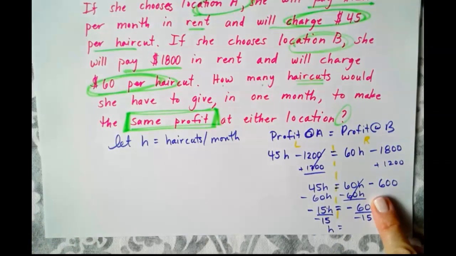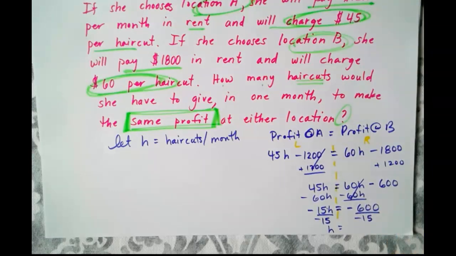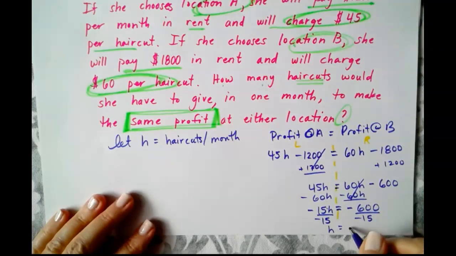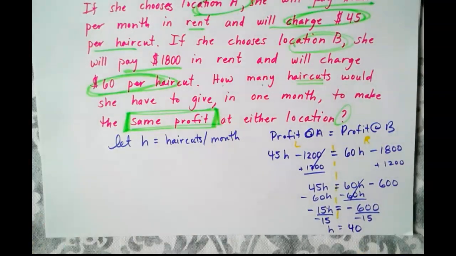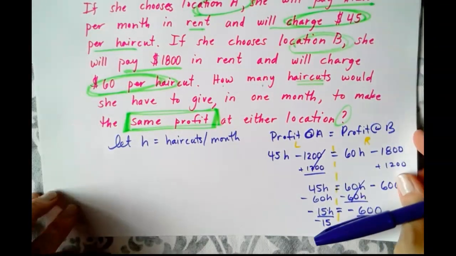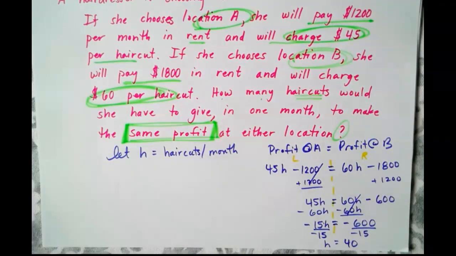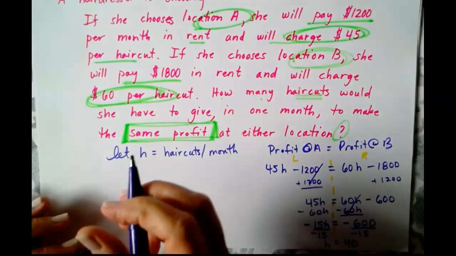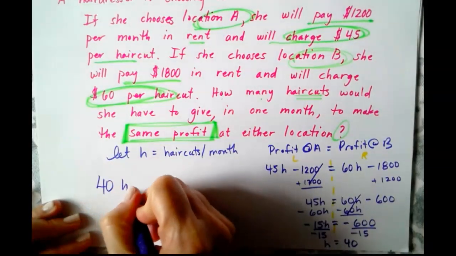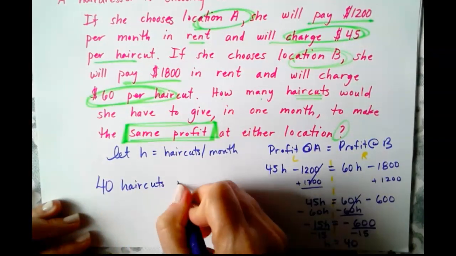We've got just enough room to squeeze it on the paper down here. So negative divided by negative is a positive. That makes sense. And now I'm just going to cover up that 0, help make our division a little simpler. 60 divided by 15 is 4. So 600 divided by 15 is 40. So the hairdresser is going to have to give 40 haircuts per month in order so that the profits will be the same.